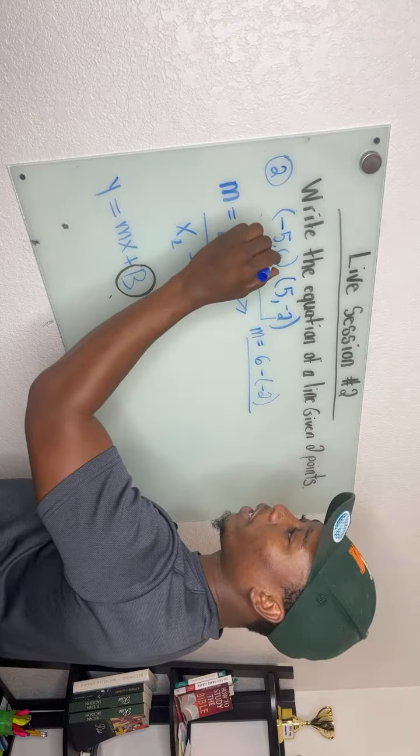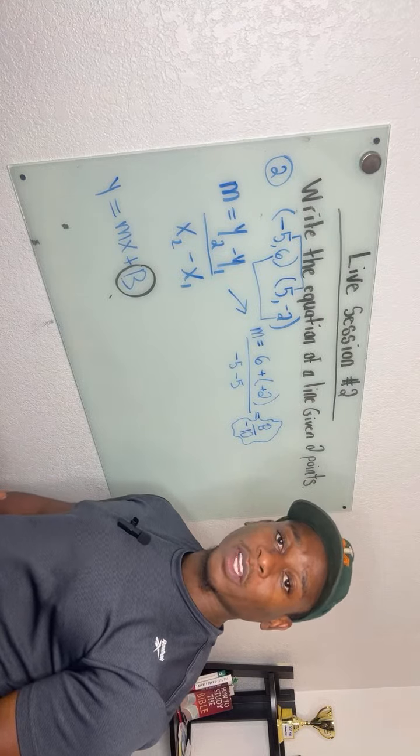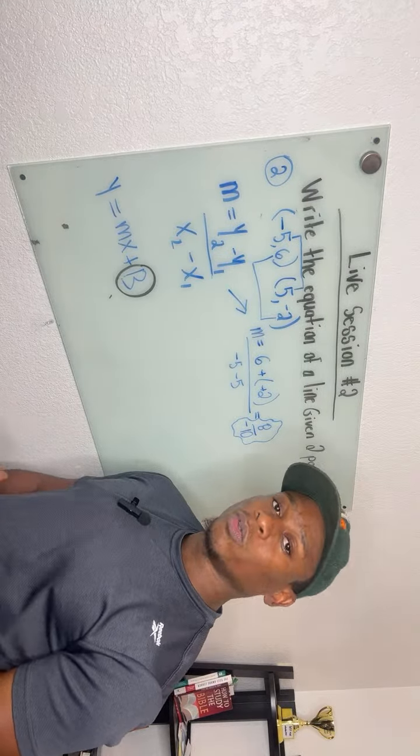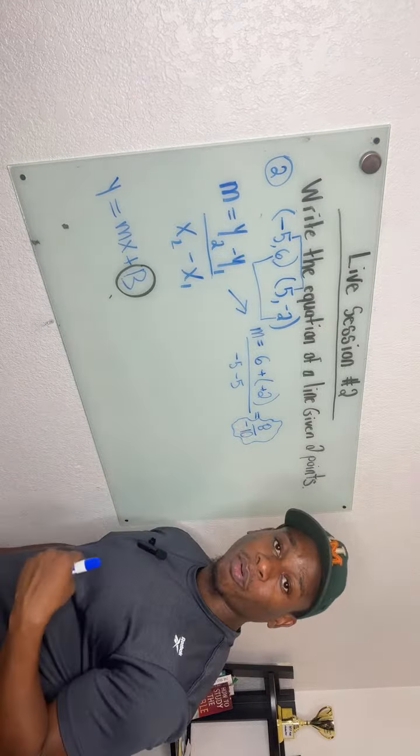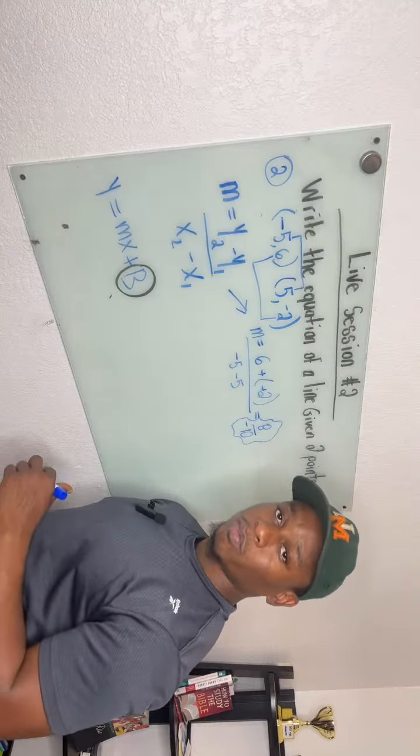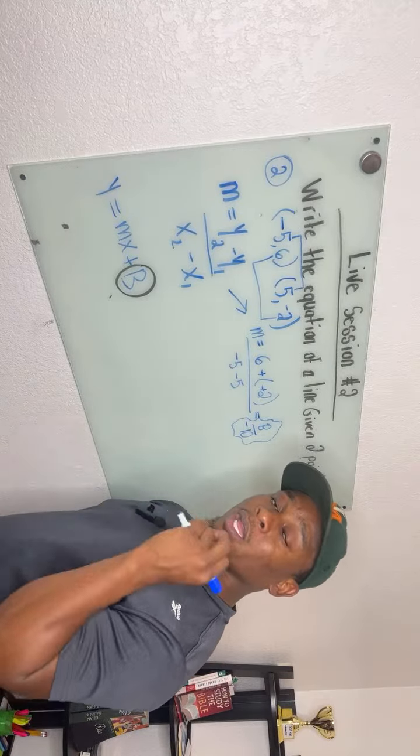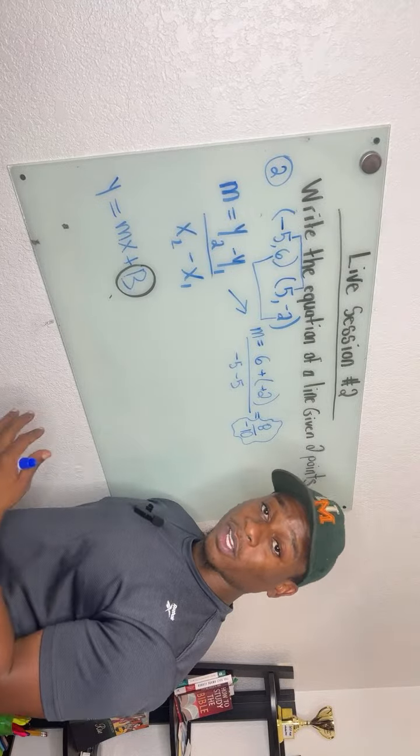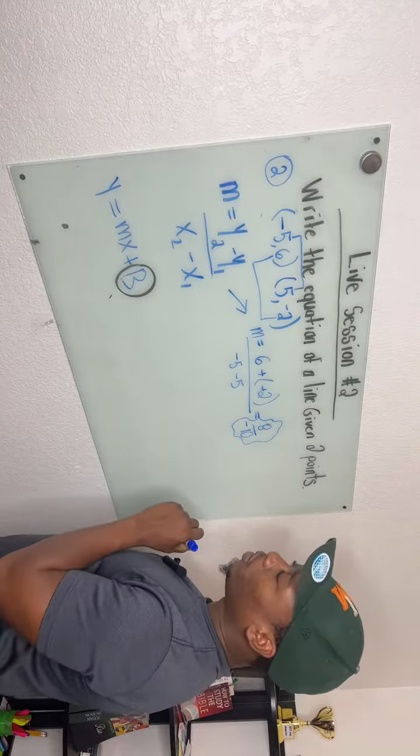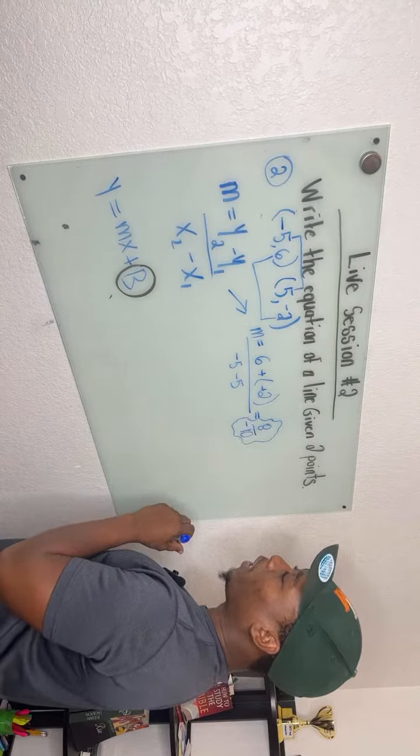But if you remember, always try to reduce your fractions. Anytime you have a fraction, just try to reduce it. Don't keep it like this because it's going to be problematic towards the end of the problem. So try to simplify and keep the numbers as small as possible. What I'm going to do is divide both top and bottom by 2.